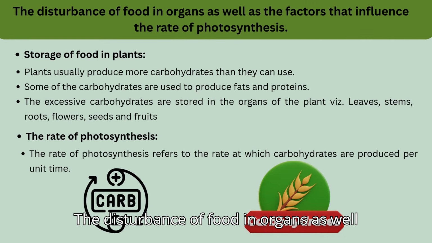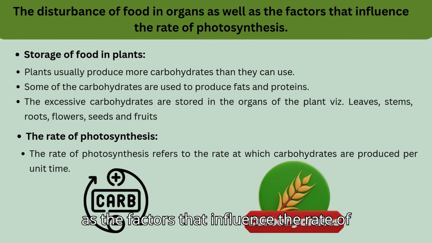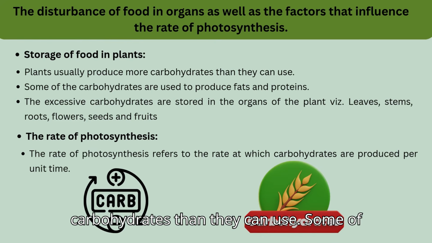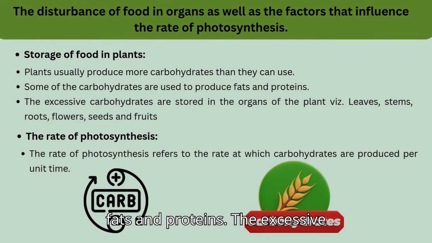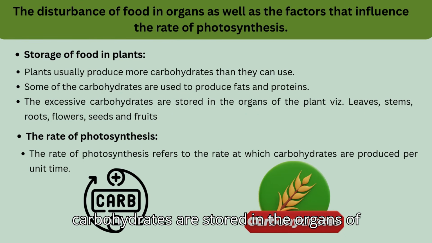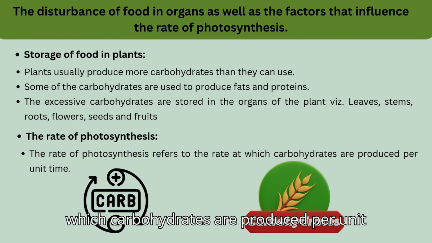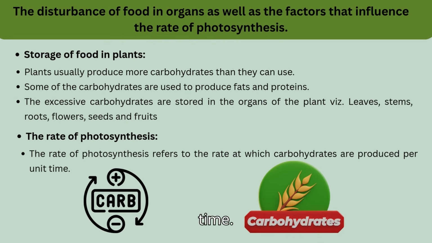The distribution of food in organs as well as the factors that influence the rate of photosynthesis. Storage of food in plants. Plants usually produce more carbohydrates than they can use. Some of the carbohydrates are used to produce fats and proteins. The excess carbohydrates are stored in the organs of the plant, viz. leaves, stems, roots, flowers, seeds, and fruits. The rate of photosynthesis refers to the rate at which carbohydrates are produced per unit time.